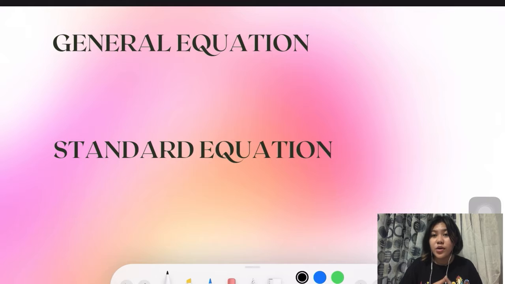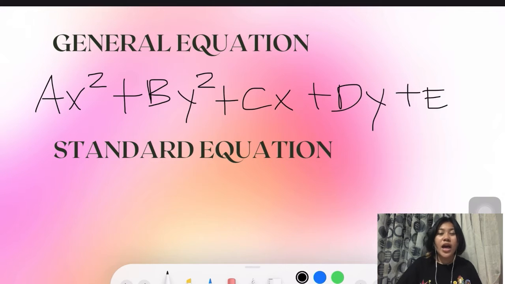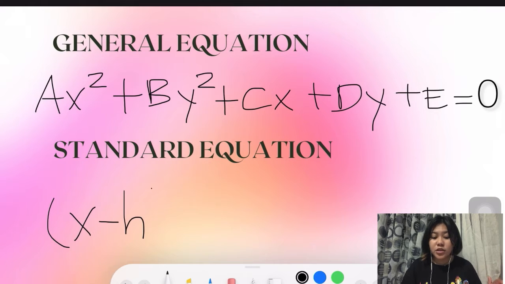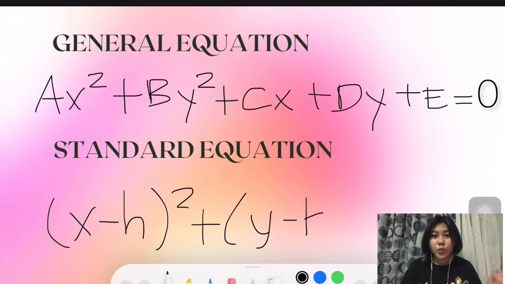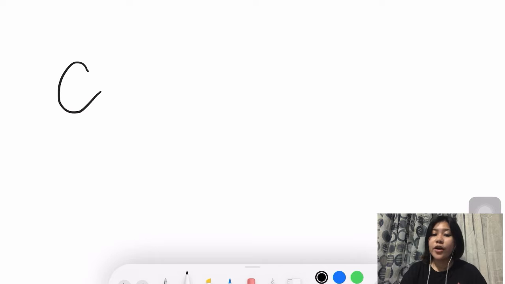Its general equation is ax squared plus by squared plus cx plus dy plus e is equal to 0. And its standard equation is quantity x minus h quantity squared plus quantity y minus k quantity squared is equal to r squared. For our first example, we have here a center and radius.